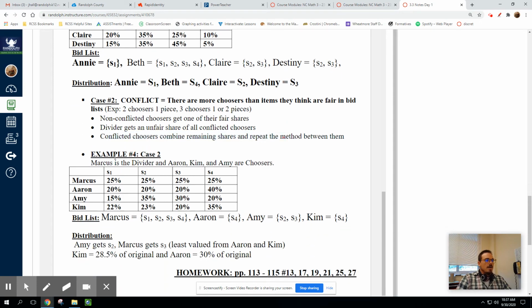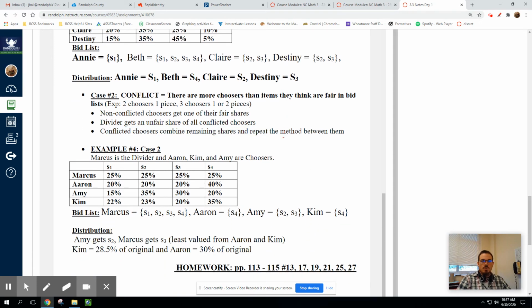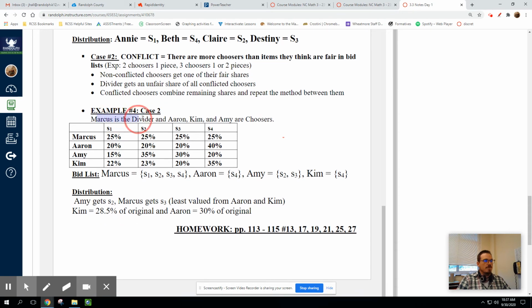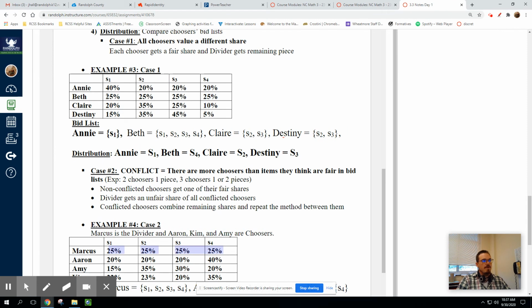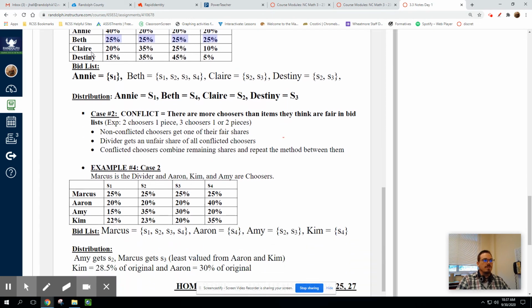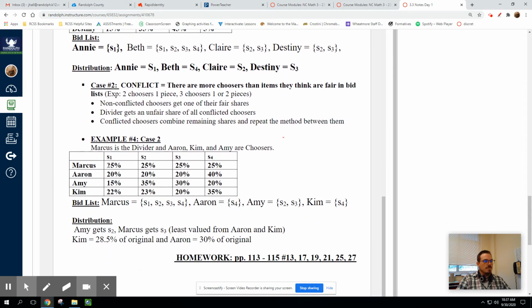So example 4, this is a case where we have a conflict. We've got Marcus as the divider, Aaron, Kim, and Amy are choosers. So Marcus cuts it. He's happy with what he cuts because he gets fair. So if I go back up here before, wouldn't it make sense that Beth was the divider because Beth cut it all evenly? The person who cut it and it's fair for every piece, it's always going to be the divider. So Marcus is the divider.